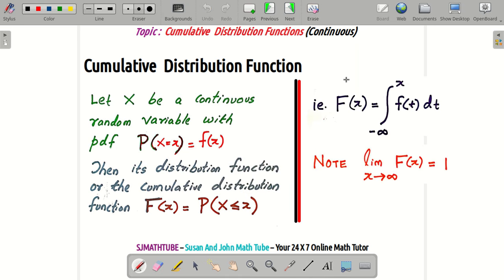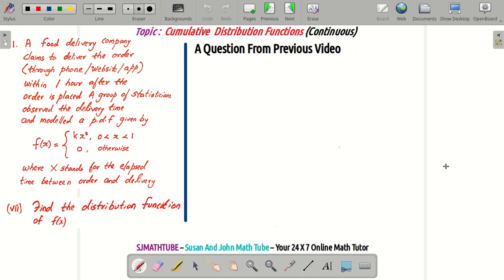So this is the practical definition. You have to note one thing. When you add all the probabilities, we learn that we get 1. So when x is very large, then F of x will be very near to 1. Okay, so let's move ahead.